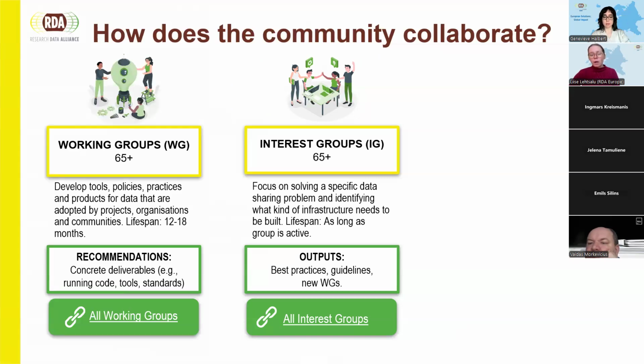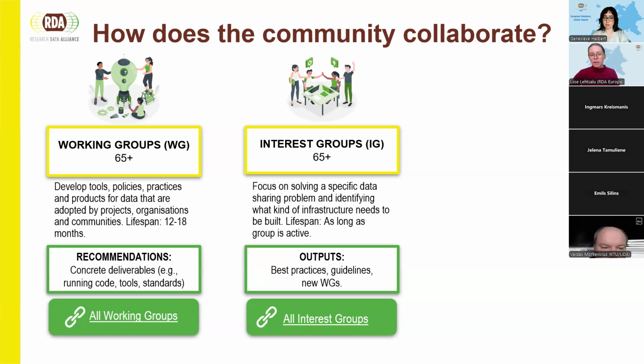The other way the community collaborates is through working groups, which are often born from interest groups. If an interest group has identified a very specific, well-defined, circumscribed problem, it often spins off a working group that then develops specific tools, policies, or practices that can be adopted to resolve that problem. And working groups, in contrast to interest groups, also have a clearly defined lifespan.